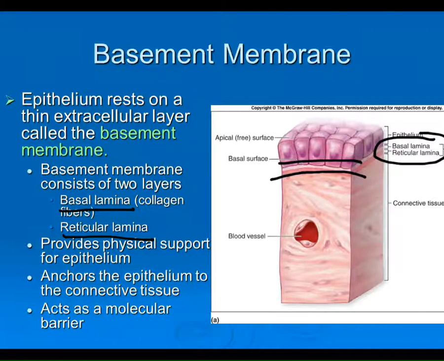Lamella were the layers within the osteon, the layers within the bone structure. So the lamina is a layer, and it's called the basal lamina. It's the layer at the bottom of the epithelial cells. And then below that is the reticular lamina, and we know the word reticular means a network.